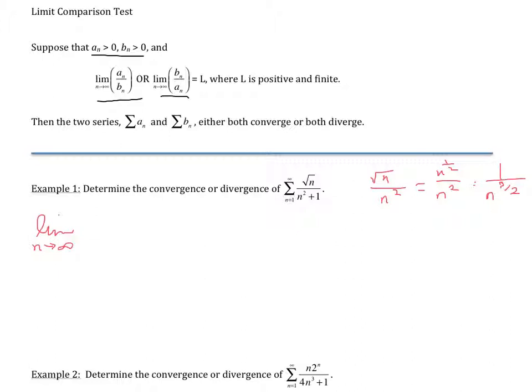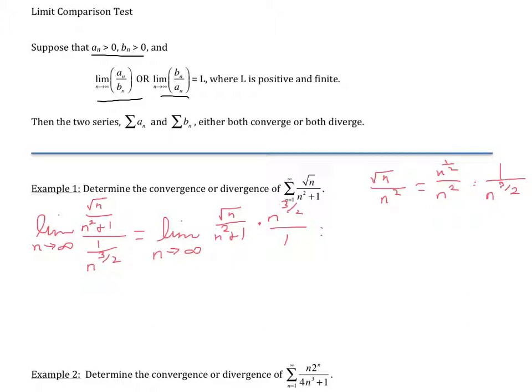Alright, so now we want to take the limit as n approaches infinity. It doesn't matter which one I put on top and which one on the bottom. I'm just going to start with my given one first: the square root of n over n squared plus 1, over 1 over n to the 3/2. That's a really gross and disgusting limit. I don't like it. So instead of dividing by a fraction, I'm going to rewrite it as multiplying by the reciprocal. So the square root of n over n squared plus 1, times n to the 3/2 over 1.